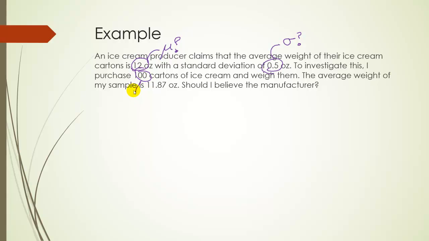So this 100 over here is my sample size, my n. And the average weight of those 100 cartons is 11.87 ounces. Now, being that this is the average weight of my sample, we're going to use the symbol X bar. And remember, this one sample I took is one of an infinite number of samples I could have taken. So our X bar is just one value out of many that could have happened.